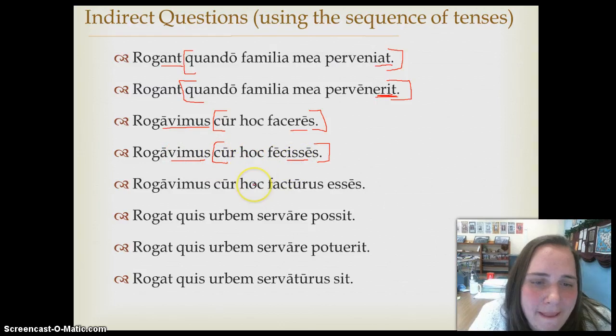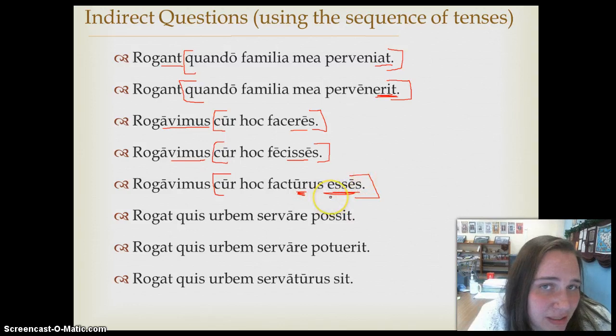Okay. In this next example, we still have an indirect question, same as up here, but this time we have the future active participle plus, according to the sequence of tenses, the imperfect subjunctive conjugation of the verb to be. So we asked why you would do this. Okay.